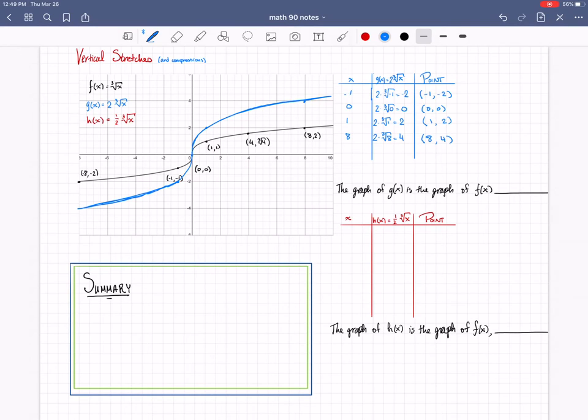The blue is the one that's transformed, and you'll notice here I have this little fill in the blank. The graph of g of x is the graph of f of x. So the way that we're going to describe this relationship is we're going to say stretched vertically by a factor of 2. So I'm just going to say by 2, or you could say twice.